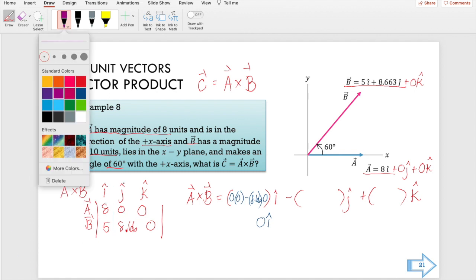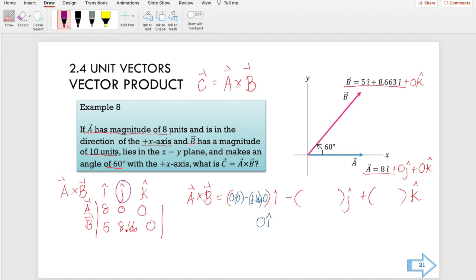If I am now looking for the value of the j hat, what I will do is I will ignore this one and I will multiply the 2. So that would be 8 times 0 minus 5 times 0, or simply 0 j hat.